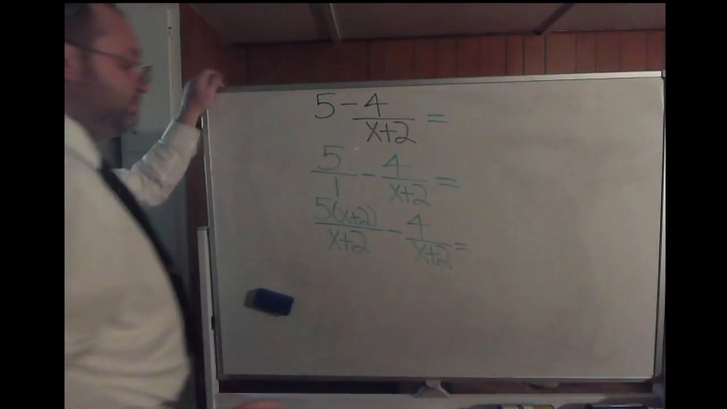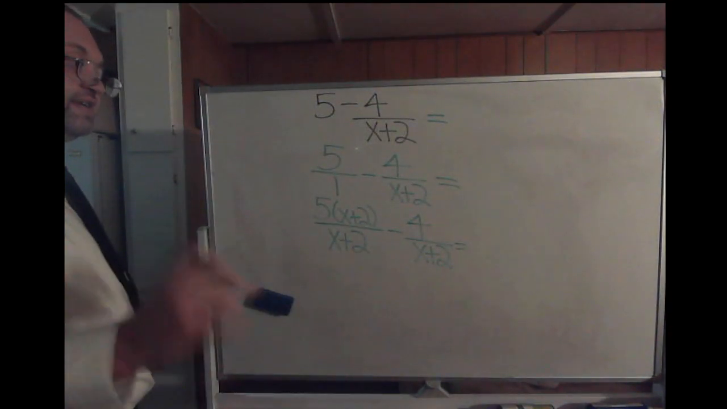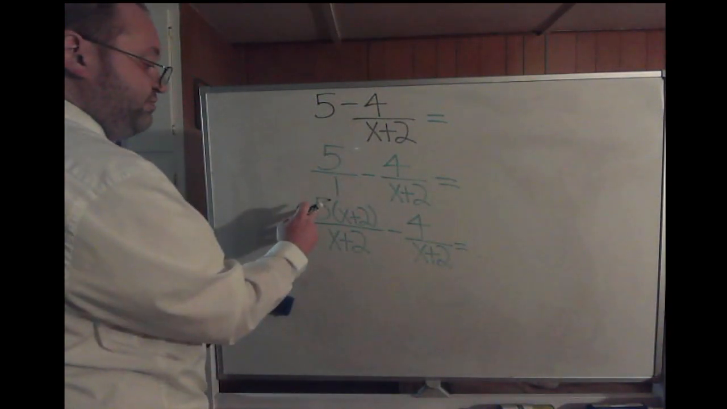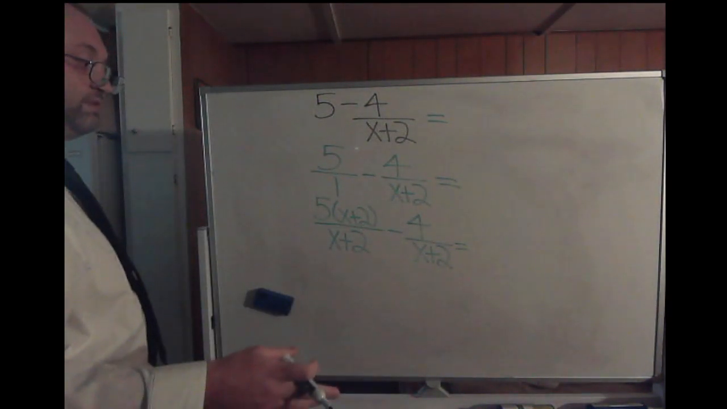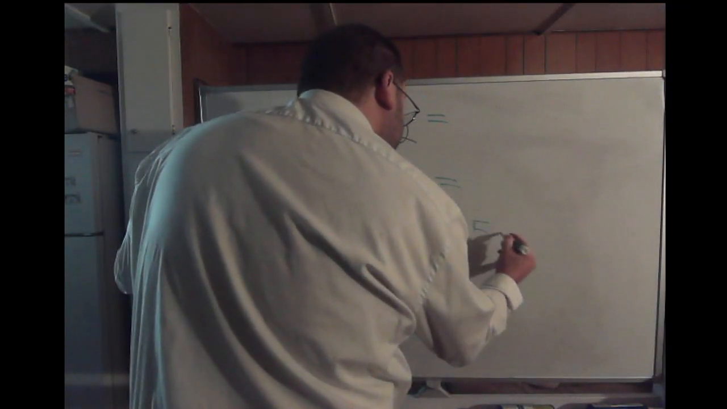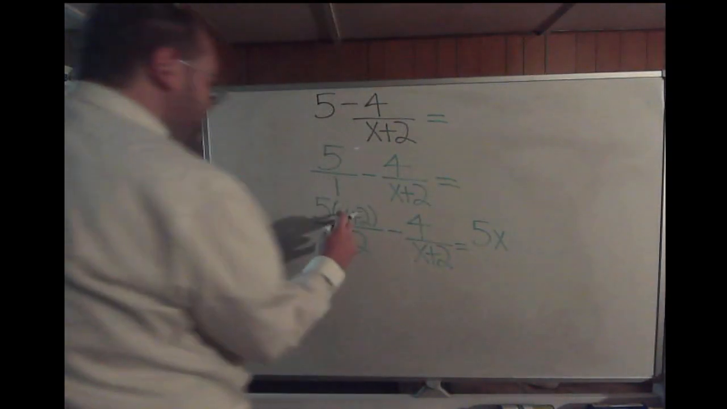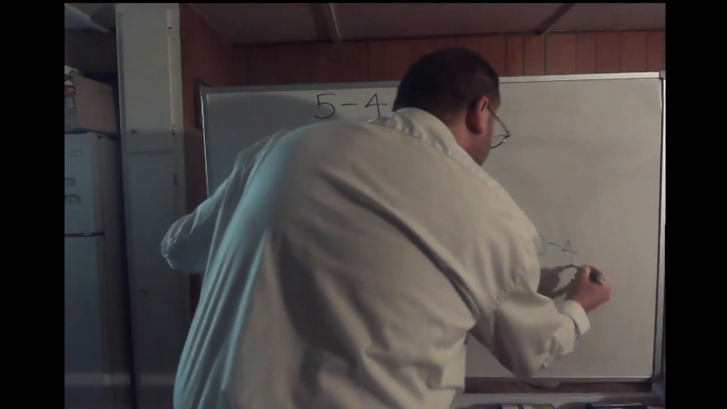Now, before we do the subtraction, I think it's safe to say we should do the distributive property with the 5 times x plus 2. If we do that, you'll get 5x plus 5 times 2, that's 10. Then you have the minus 4 all over x plus 2.